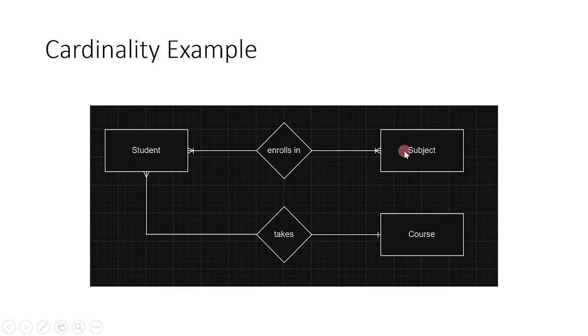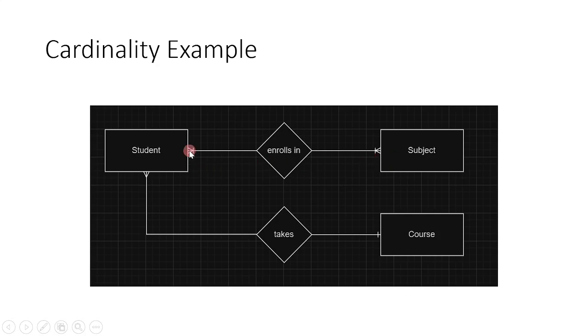A subject should use this one here as a zero, an optional, because it is possible that a subject is enrolled by zero or many students. But in a normal situation, there should always be at least one enrolled student for every subject. So these are the cardinalities.